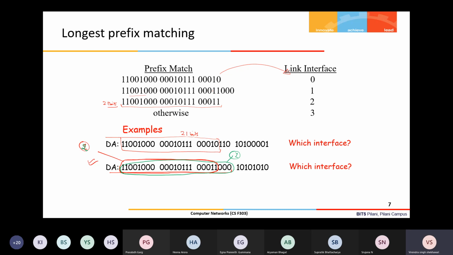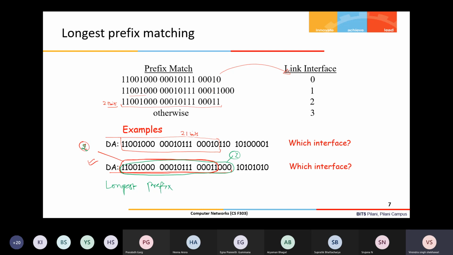So now there's a confusion. We should have some rule to decide to which interface the packet will be forwarded, because it is matching with two entries. In this case it is 2, but it can be more than 2 also. If more entries are there, then a destination address can match multiple prefixes, right? So what is the rule? The rule says that you have to match with the longest prefix which matches.